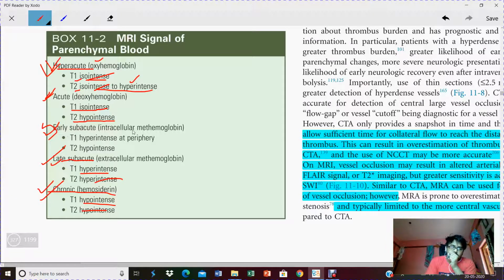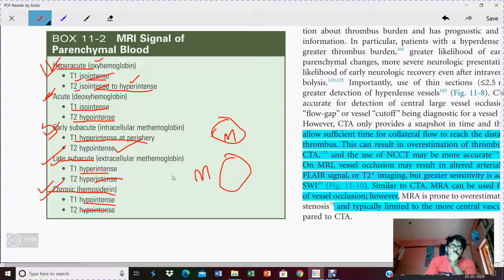In early subacute stage, within the cell there is production of methemoglobin, and due to the production of methemoglobin, we see T1 hyperintense at the periphery, but in T2 as there is no oxygen, it produces the hypointense. But in case of extracellular methemoglobin, when this methemoglobin is outside of the cell, it produces the hyperintense in T2 as well as the hyperintense in T1.